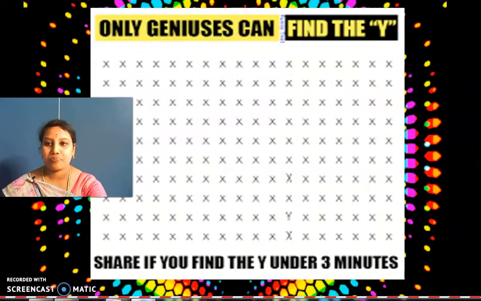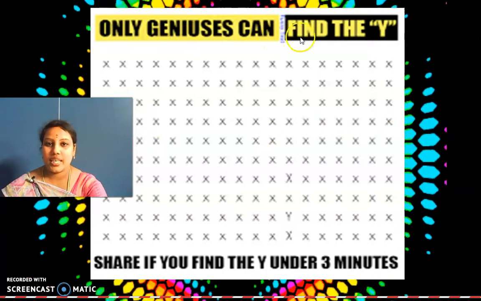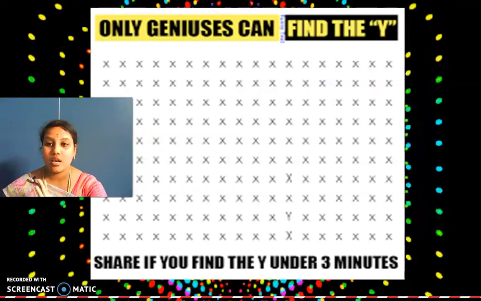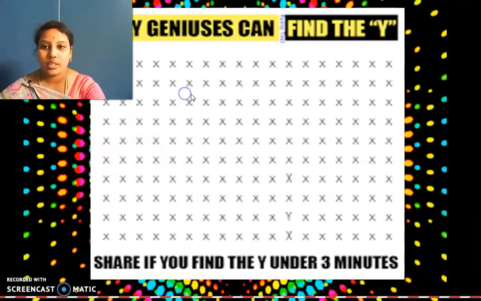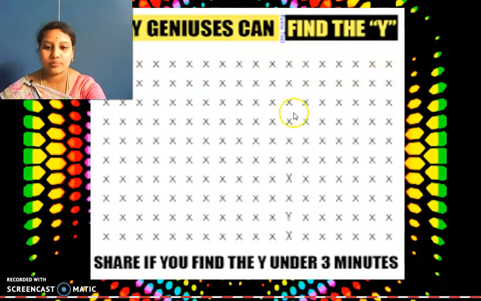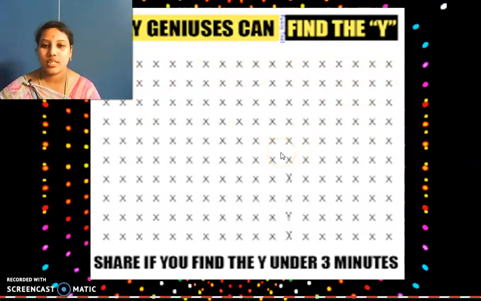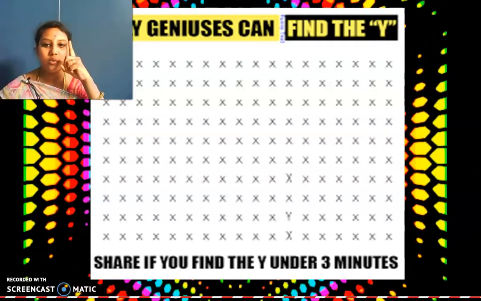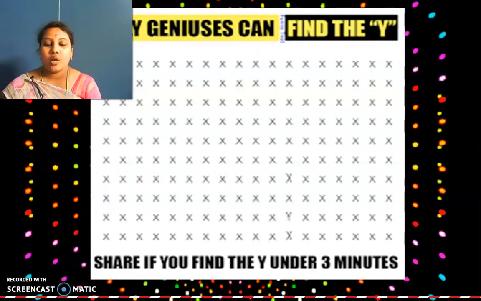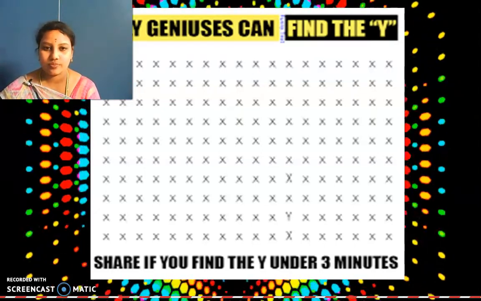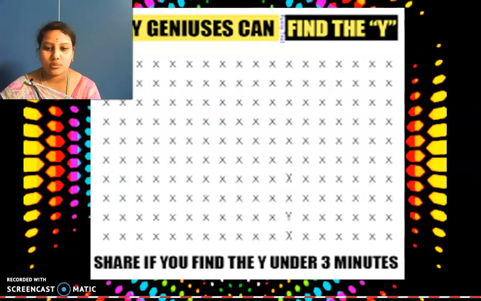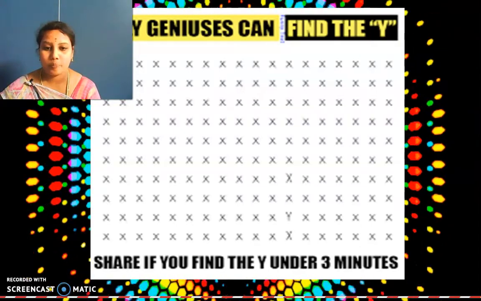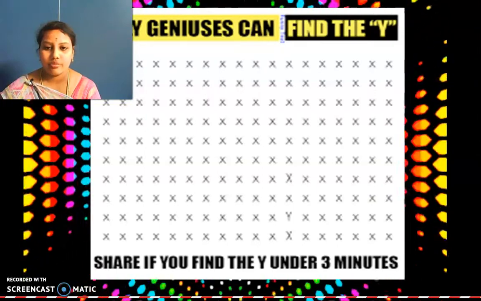Come on. See here. Only a genius can find the y. In this x, you are going to find where is y. Okay. See where is y in this page. Come on. Find where is y. You can find only one y. That's it. Come on, kids. Search. Come on. Can you find y in this? Can you find y?